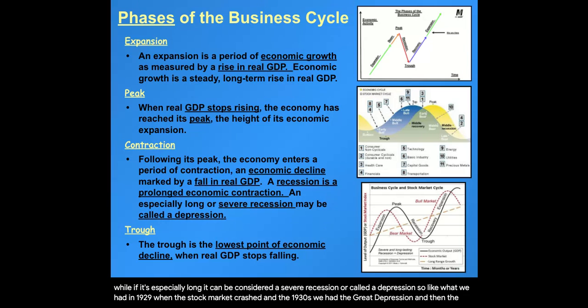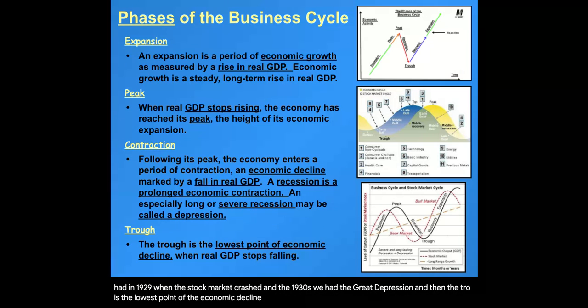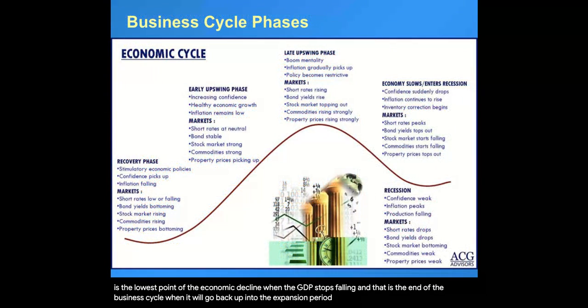And then the trough is the lowest point of the economic decline, when the GDP stops falling. That is the end of the business cycle, when it will go back up into the expansion period. Okay, so that's kind of what it looks like. It pretty much always happens in this same cycle.